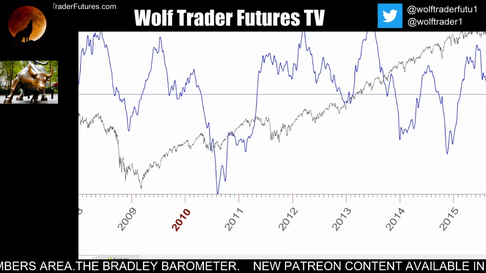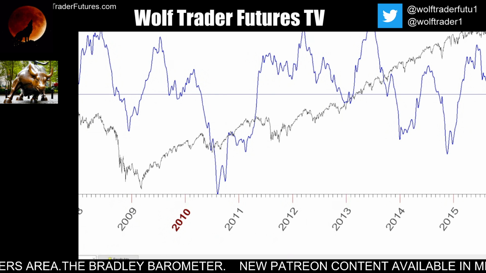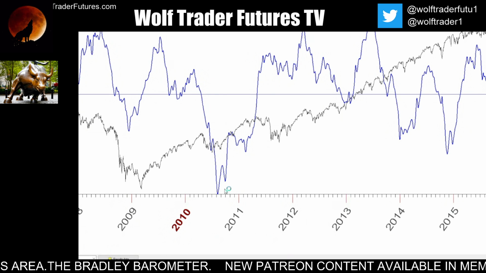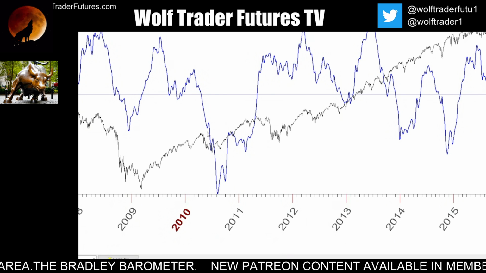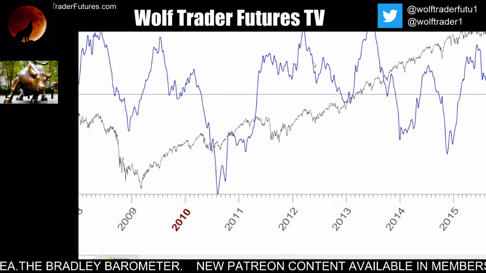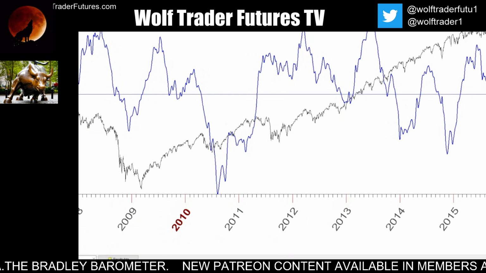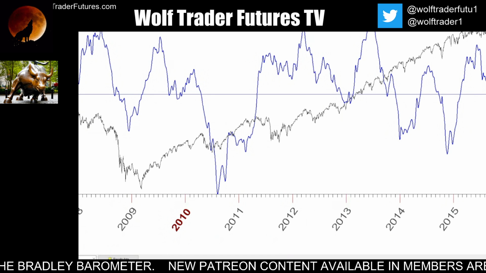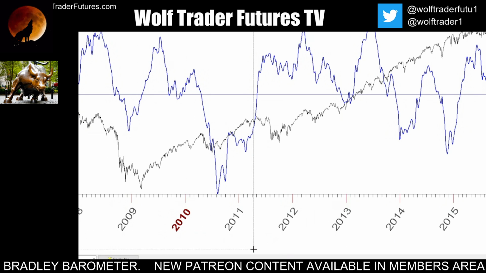Though inversions, people talk about these things called inversions. I'm not a big fan of inversions. Inversions basically mean that when we talk about a turning point in the Bradley, it can actually mean the opposite. So sometimes we can see that.